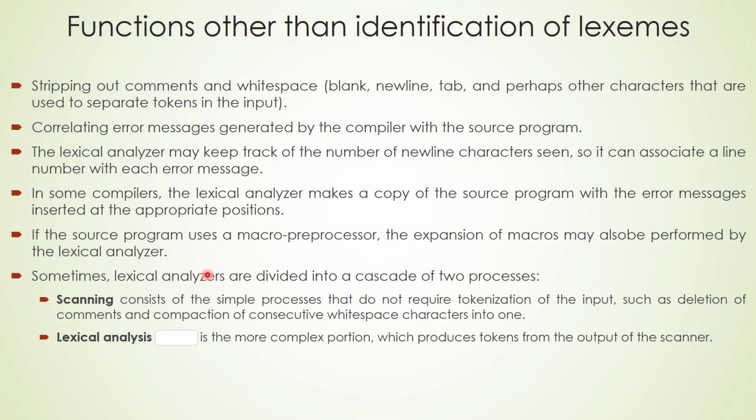Comments are written only for the understanding purpose of the programmer. Another function is correlating error messages generated by the compiler with the source program. If there is any error during lexical analysis, that error will be correlated during this phase. The lexical analyzer may keep track of the number of new line characters seen, so it can associate a line number with each error message. If you notice any error message, whether in C or Java, a line number is also associated. The line number is based on the new line character, which means next line, so the lexical analyzer also keeps track of the line number.